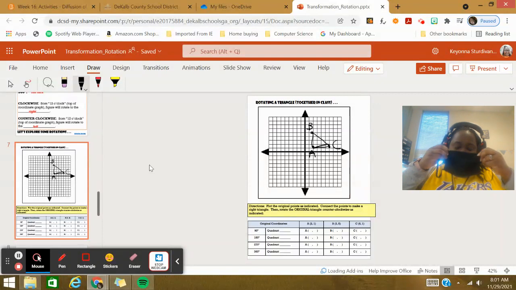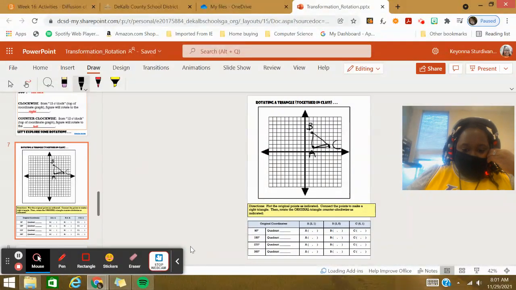Okay, so in this activity, we're going to rotate this figure ABC, and we're going to do each rotation. So you're going to do a 90-degree, 180, and 270, and it'll be easier to actually apply the rules. So I'll go through this during class time.